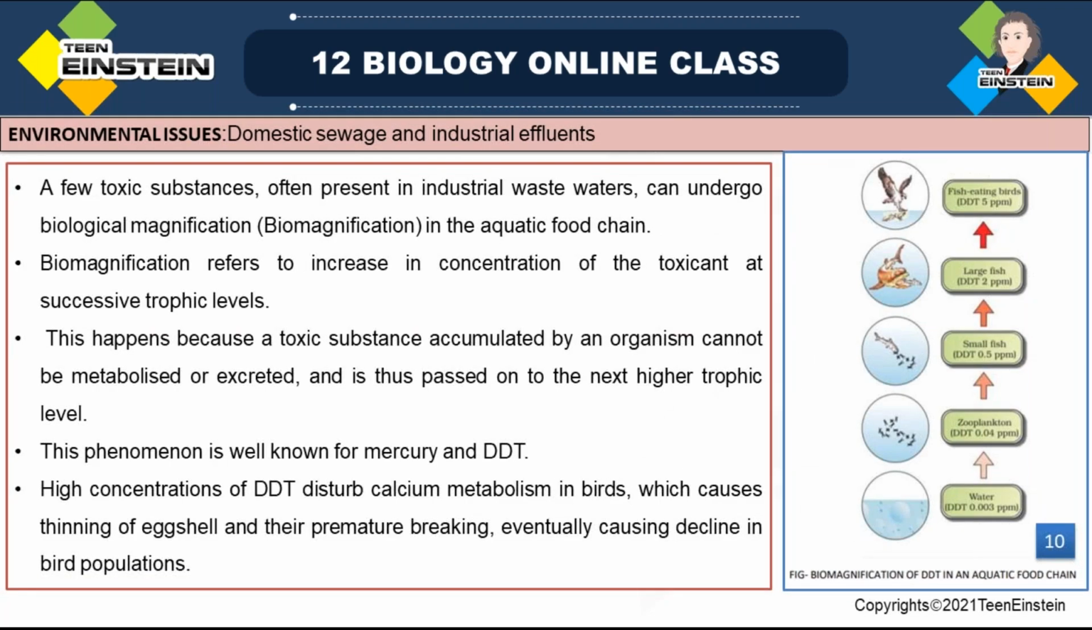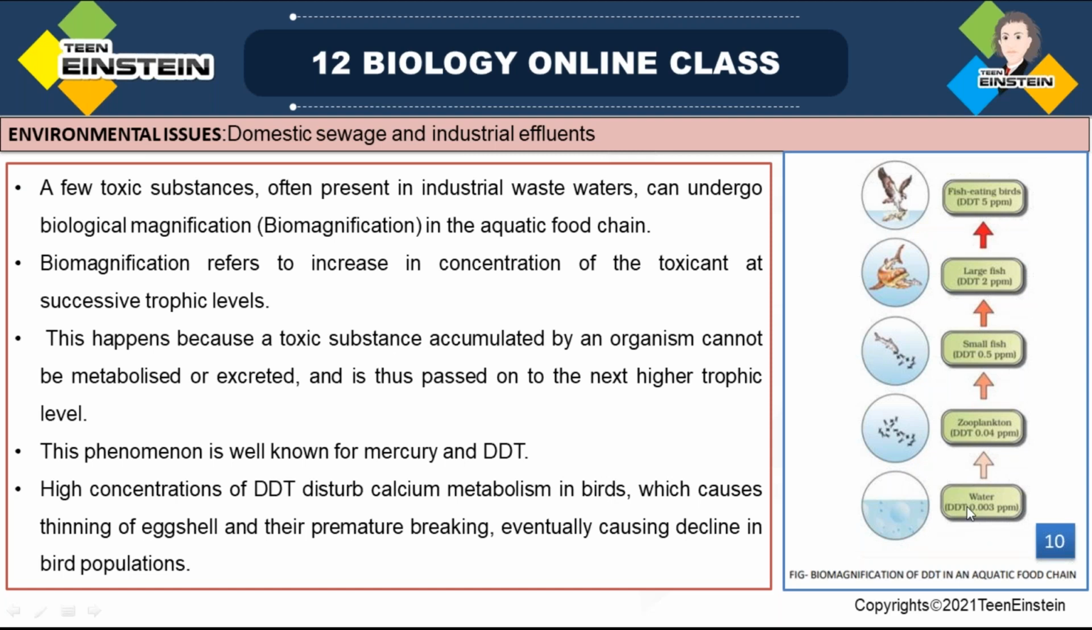So here some toxic substances. Okay, there are few substances which is always present in the industrial wastewater. Okay, this may go for biological magnification or biomagnification in that aquatic food chain. See here you can see water. In water, this DDT, that is 0.003 ppm in water.